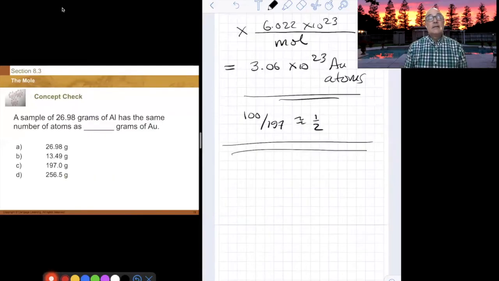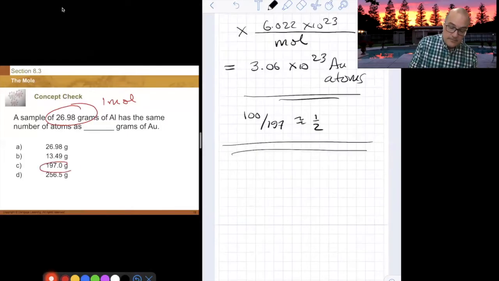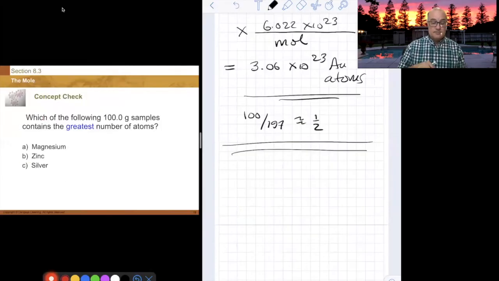Here's another example. A sample of 26.98 grams of aluminum has the same number of atoms as blank grams of gold. Well, we just used gold, so we should be familiar with the molar mass, but we should also recognize this number, 26.98 grams of aluminum, as being 1 mole of aluminum. So all we have to do is find the molar mass in the periodic table, and it happens to be 197. So 1 mole of each, we just read the mass in the periodic table.